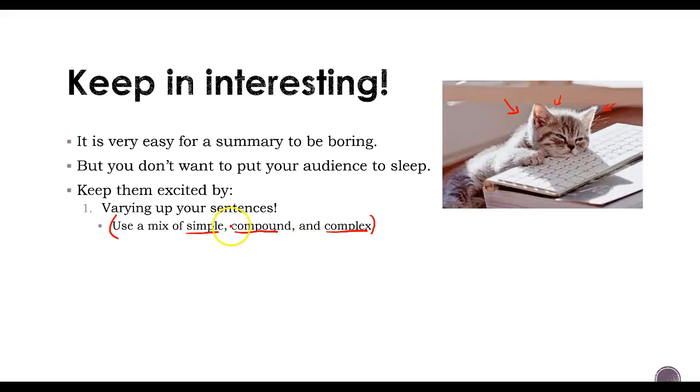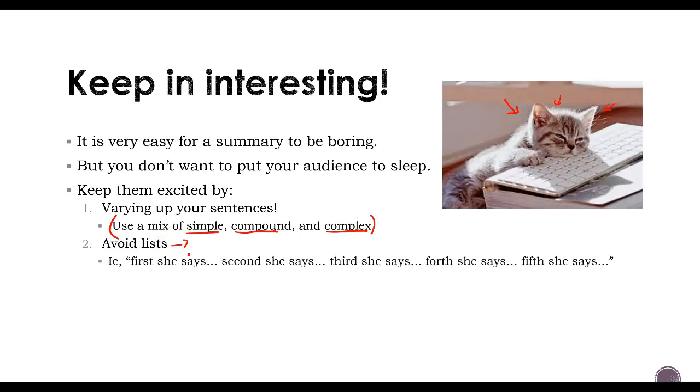But if you have some longer sentences mixed in with some shorter sentences, and you're varying the way your sentences start, then your summaries can be more lively and more interesting. You also want to, as a general rule, avoid things that sound too listy or too much like lists. Like saying first she says this, second she says this, third she says this, fourth she says that, fifth she says this. So in addition to avoiding lists, be careful with the word says, right?